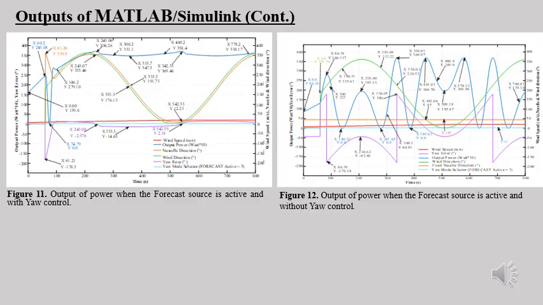The pattern continues: short spikes of high power when the wind lines up by chance, followed by long periods of very low output. With yaw control active, the forecast source can still guide the turbine and support stable power. But forecast data typically has a 2 to 3 hour delay, meaning it does not represent the real-time wind direction. Because of this, forecast based control is not reliable on its own, especially in fast changing wind conditions.